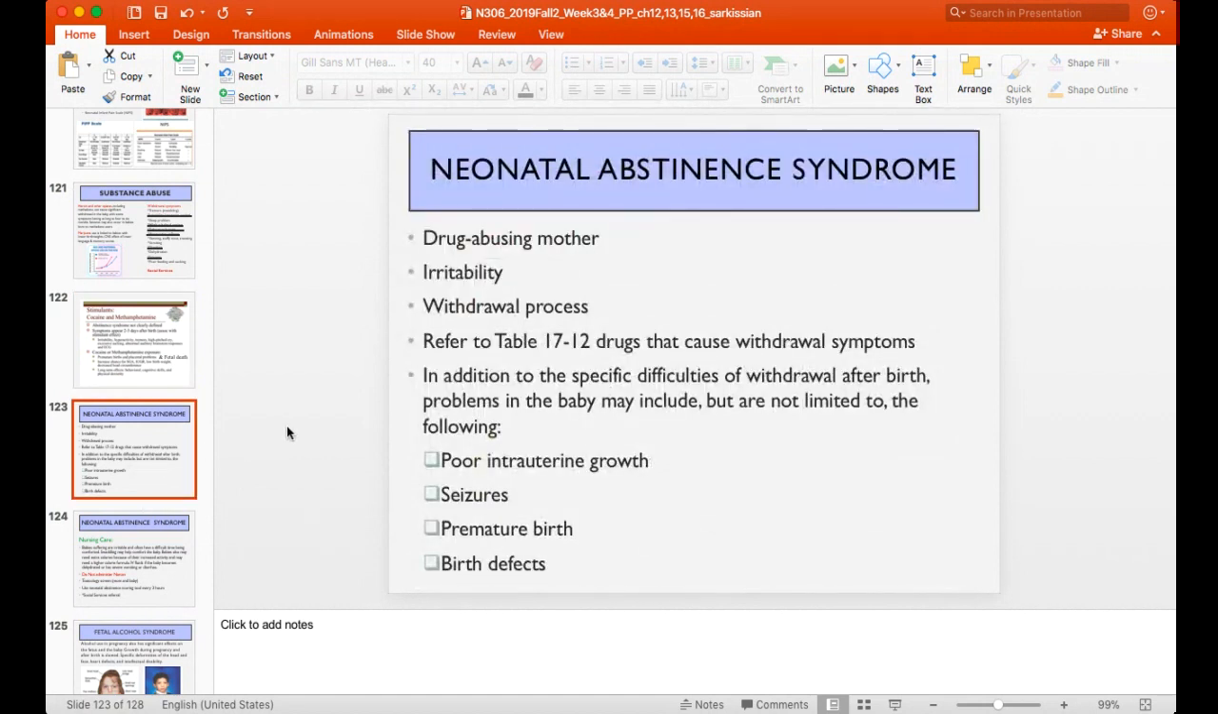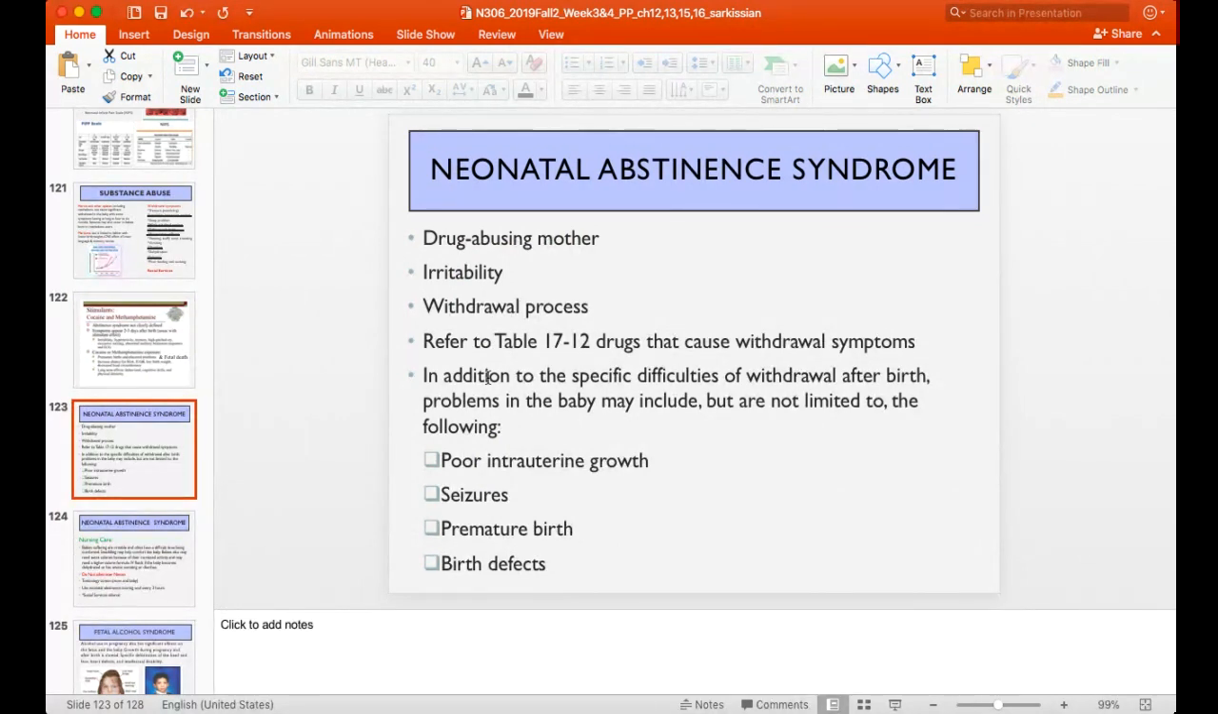Okay, so drug abuser mom for these abstinence syndrome babies, okay, irritability, withdrawal process. Understand there's a process, okay? Refer to table 17 through 12 for drugs that cause withdrawal symptoms, okay? In addition to the specific difficulties of withdrawal after birth, problems in the baby may include but are not limited to the following, right?